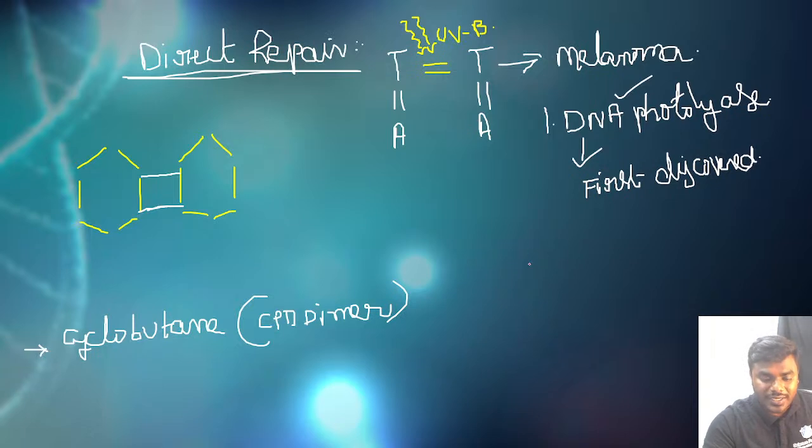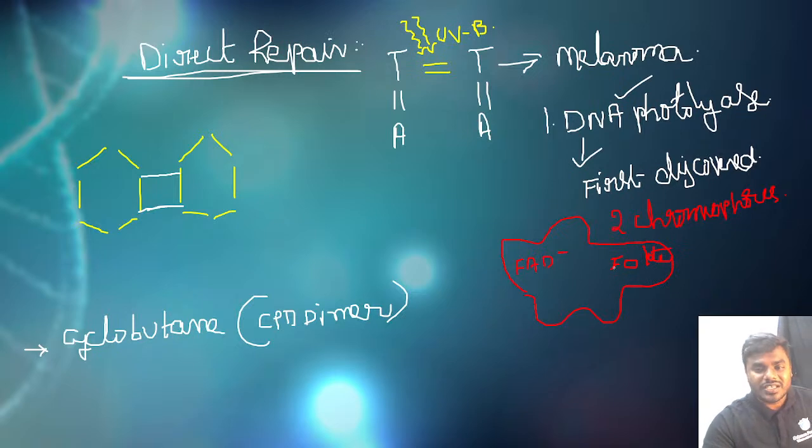If you look into the structure of the DNA photolyase enzyme, just imagine this is the enzyme. This enzyme has two chromophores. I want you to listen to me very carefully. It contains two chromophores. What are those? One we can call the FAD minus. Another one we can call the folate. FAD minus and folate. This is exactly the two chromophores present in this particular enzyme.